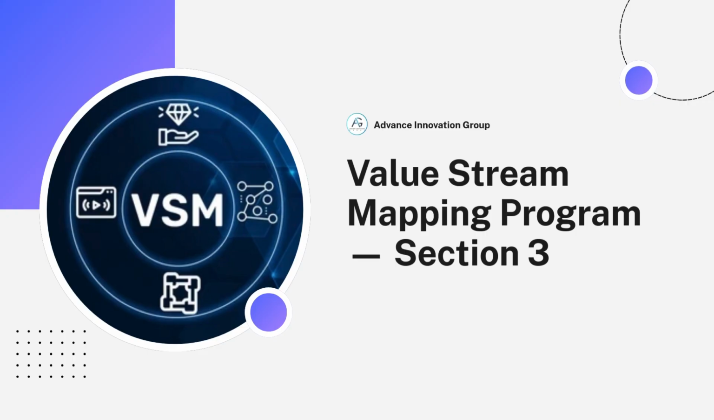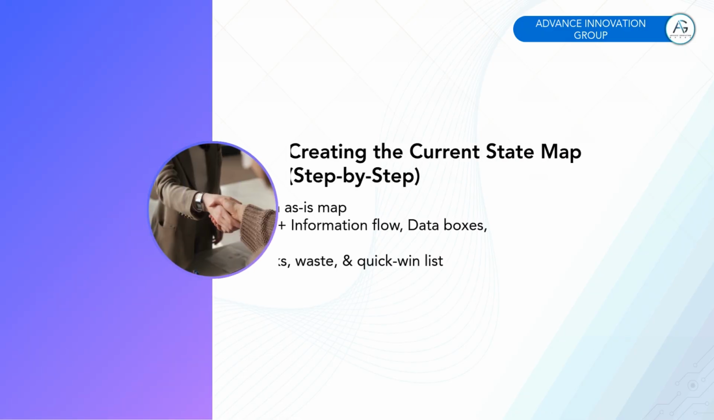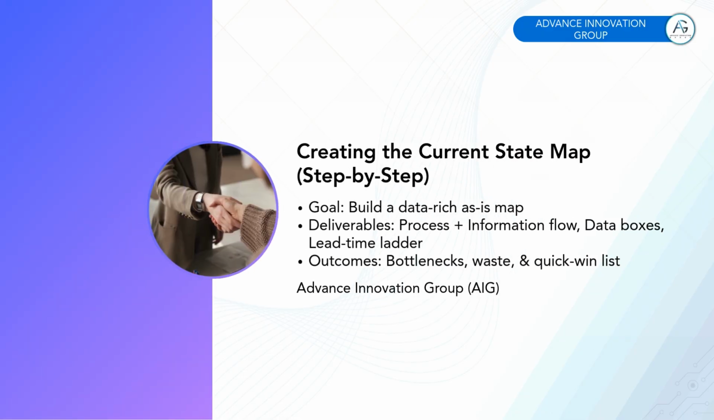In this section, we'll move beyond mapping components and focus on analyzing the current state map, identifying bottlenecks, wastes, and opportunities for improvement. This is where we start converting insights from the map into actionable plans. In this section, we'll learn how to create the current state map step by step. The goal is to build a data-rich, as-is view of the process.